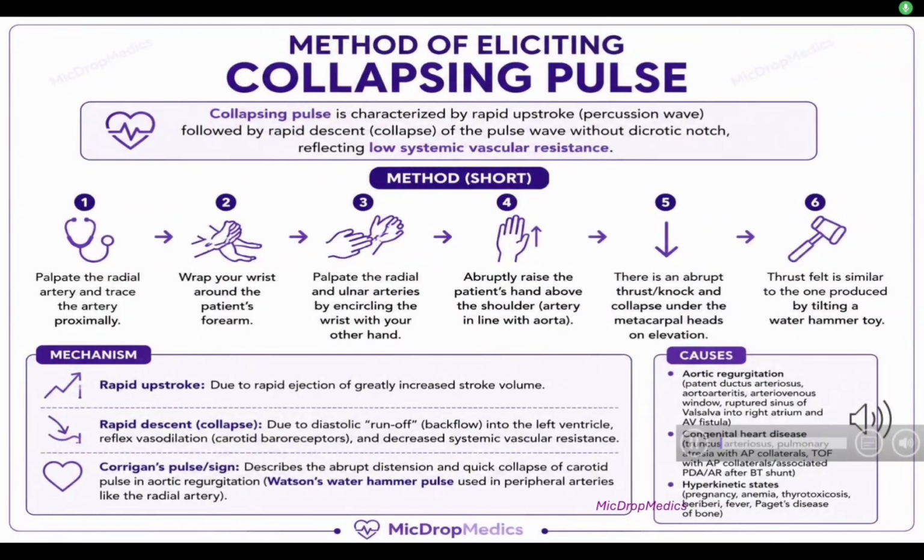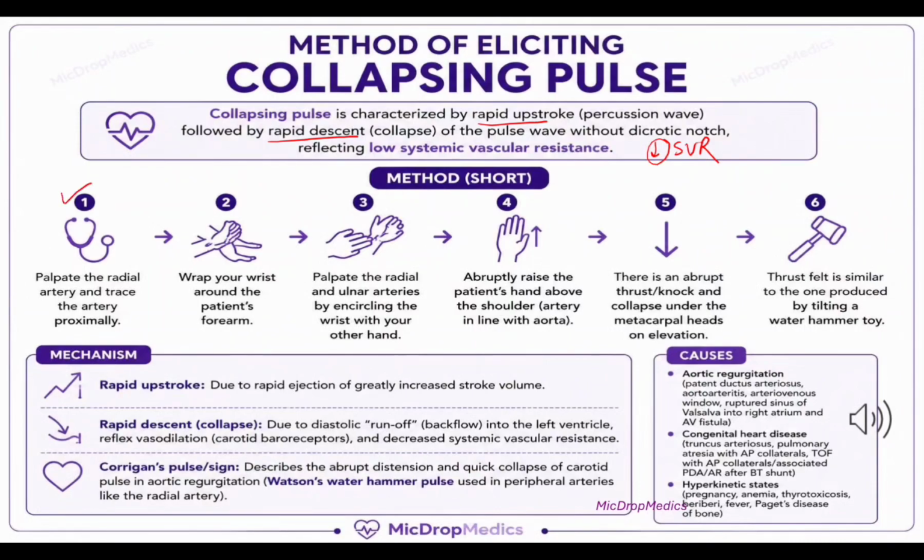Okay, now let's look at the absolute king of bedside physical signs, the collapsing pulse, also known as the water hammer or Watson's pulse. It is characterized by a violently rapid upstroke followed by an immediate sudden collapse of the wave because of low systemic vascular resistance. So how do we elicit it at the bedside? Follow these 6 steps carefully.